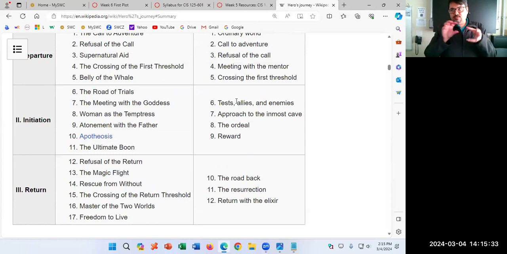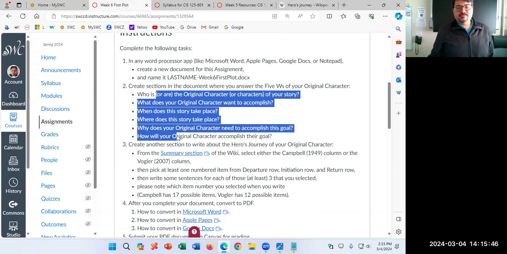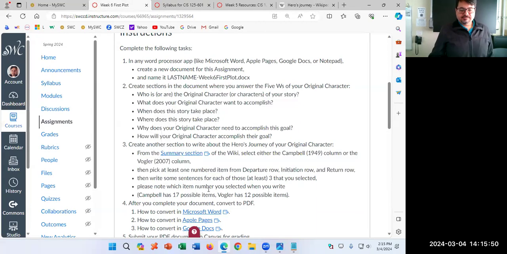So all of you have started to put some of these pieces together on the previous assignments. Now you have to codify it into one document. So again, this homework is going to be one document. You have to answer the five W's and the H. Then you pick the three from the hero's journey.